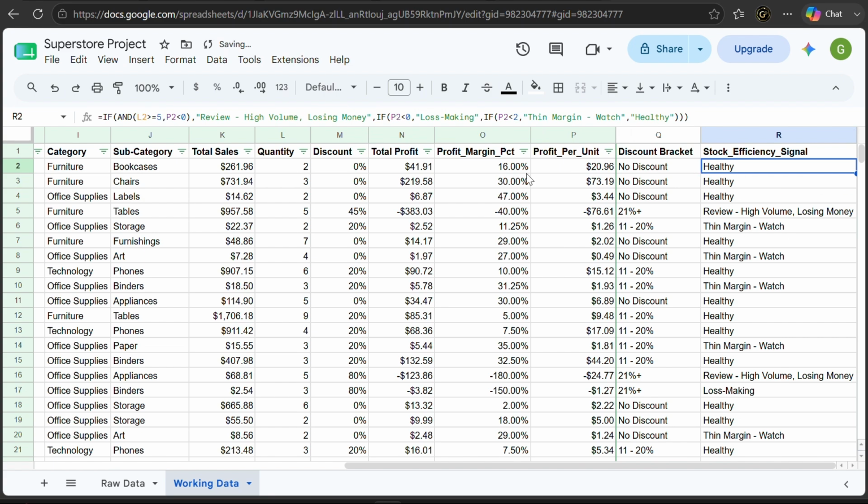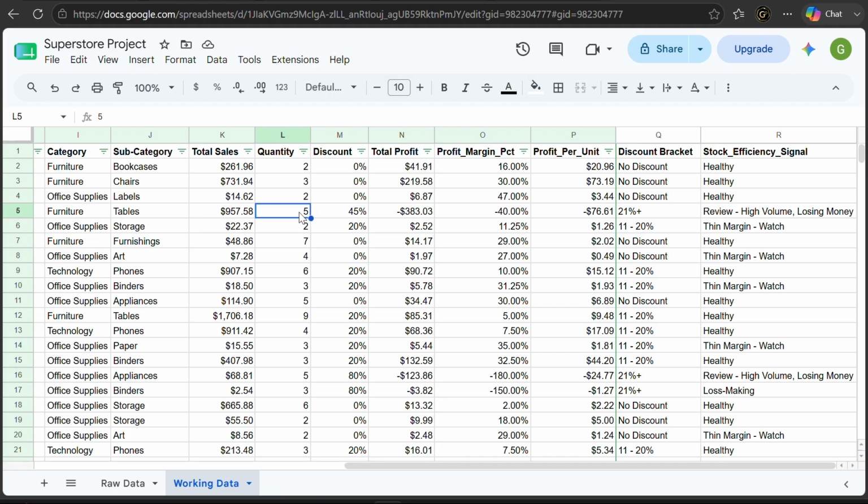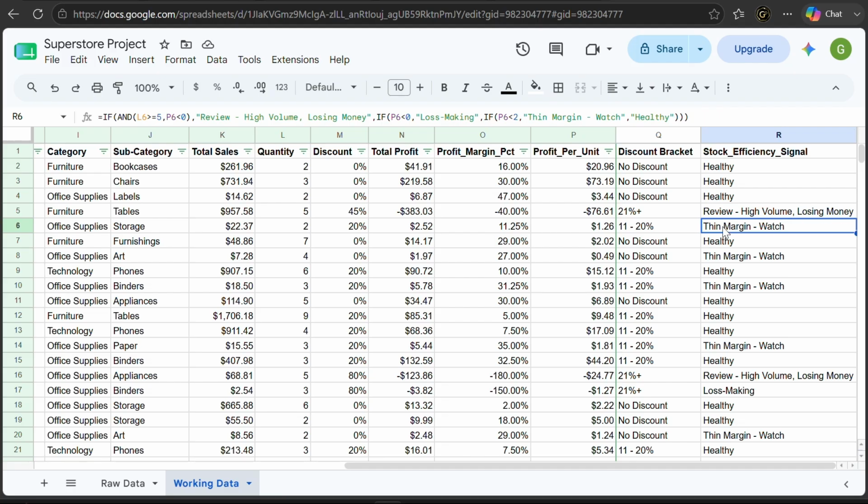It's healthy because quantity sold is two and profit per unit is about $20. Why do you have this case here? Remember our logic said if the quantity sold is 5 or more, and you are still losing profit, that's less than zero, a negative number, review high volume losing money. In this case, our logic said if profit is less than $2, here you have $1.26. So even if quantity is this, we didn't consider quantity; in cases whereby the profit is less than $2, you have a very thin margin. So yes, our logic is working very fine there.